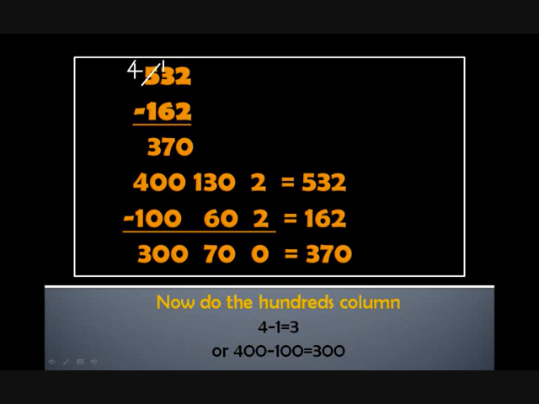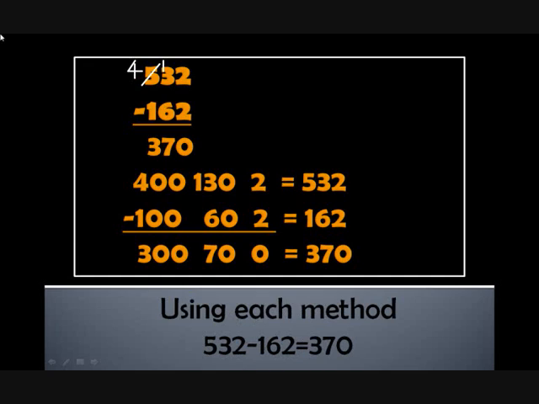To finish off, we move to the hundreds column. 4 lots of 100 minus 1 lot of 100 equals 3 lots of 100, and this is seen in both the top and the bottom methods. Although we've used two different methods, both methods have come up with the same answer. 532 minus 162 equals 370.